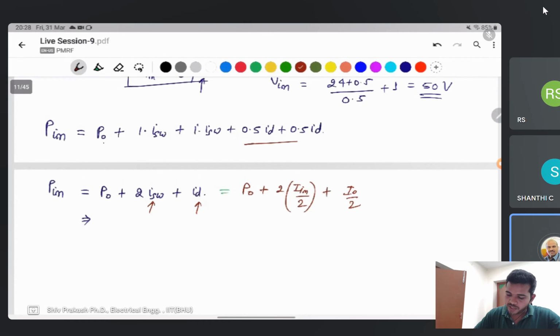Yeah, I've taken both diode drops as 0.5, 0.5. That's why I've taken the 1. This one is the 1, 1, this one 2.